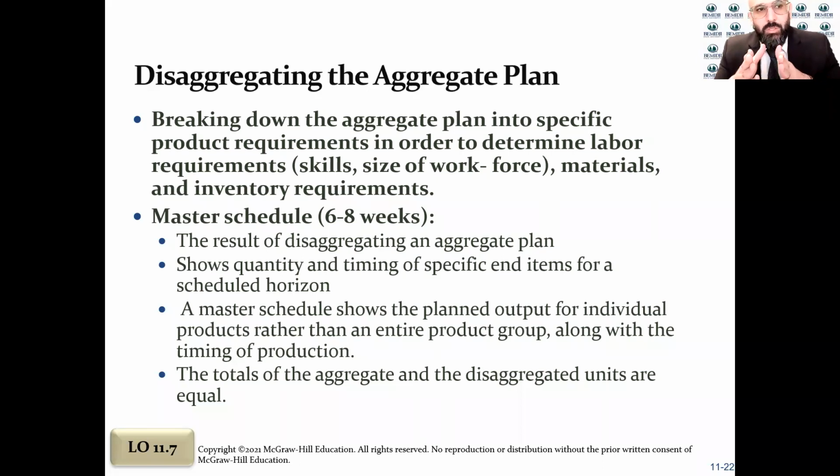The master schedule is a shorter period, 6 to 8 weeks, and it is the result of the disaggregation of the aggregate plan. It shows the quantity and timing of the specific item for the schedule horizon. Master schedule shows the planned output for individual products rather than the entire group of products, along with the timing of production. The total of aggregate and disaggregate units are equal. So this is one important rule when we create the aggregate plan. When we send it to the master schedule, we have to match that demand.